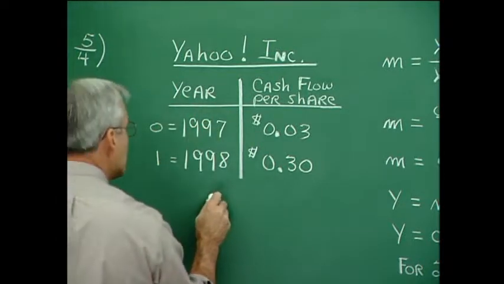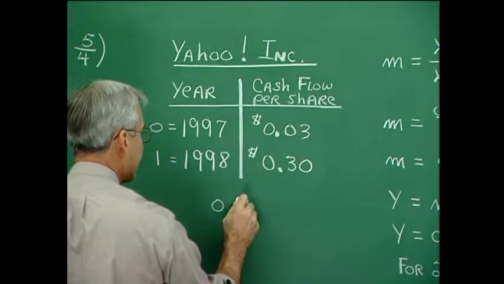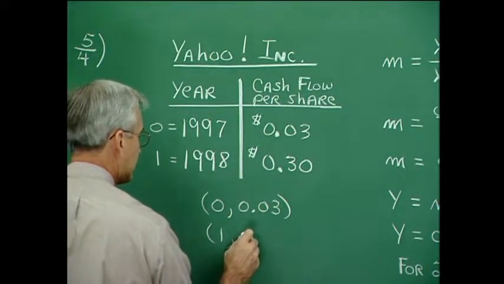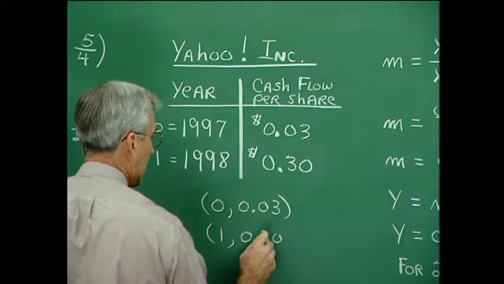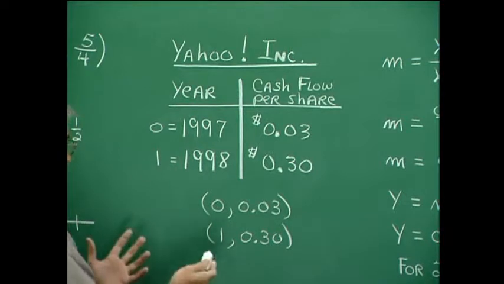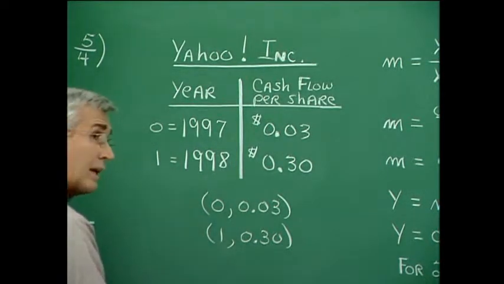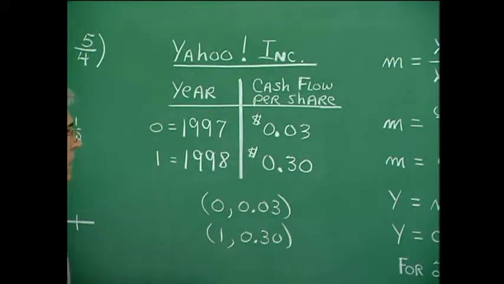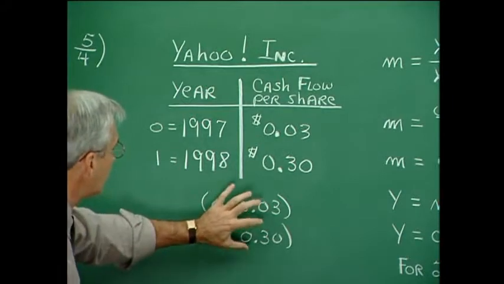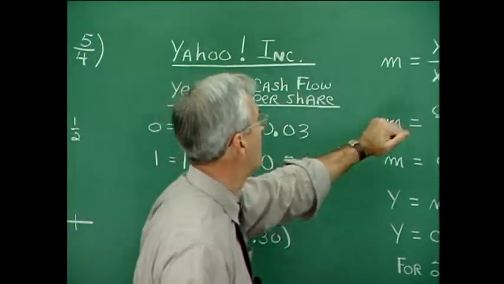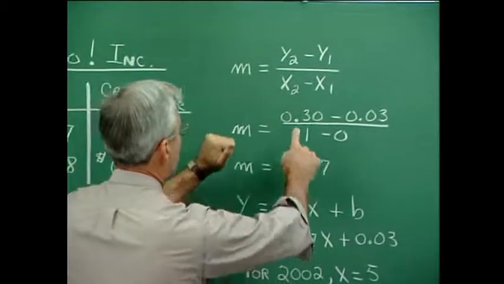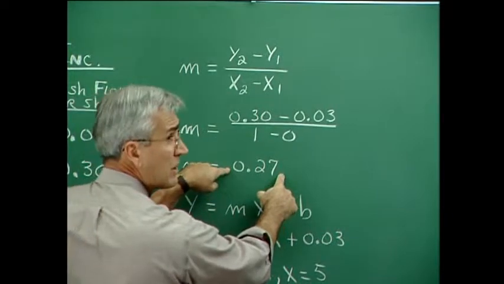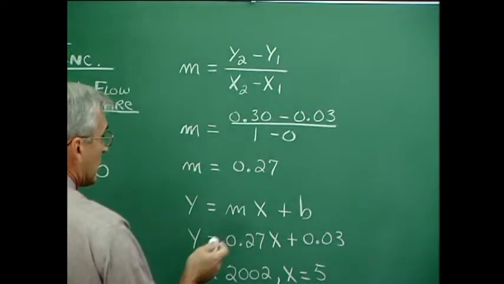So we have then the ordered pair 0 associated with this, and then 1 associated with this. Now we have a couple of points, and we can think about plotting those points on a coordinate plane if we want to. We can establish the slope associated with these two. All of that is possible right here. Now let's calculate the slope. We have difference in y's over difference in x's. We have 30 cents minus 3 cents, and then 1 minus 0. So we have 27 cents over 1, or simply 27 cents. So the slope is 27.